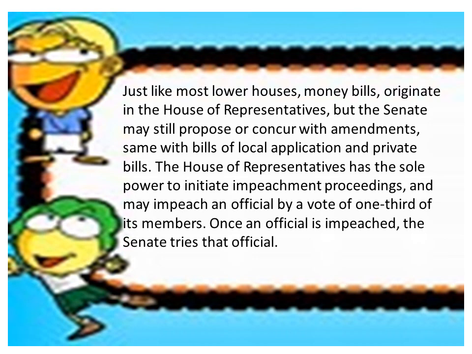The House of Representatives has the sole power to initiate impeachment proceedings and may impeach an official by a vote of one-third of its members. Once an official is impeached, the Senate tries that official.